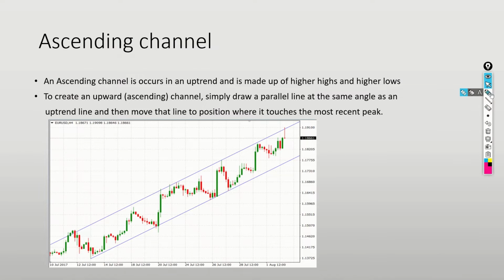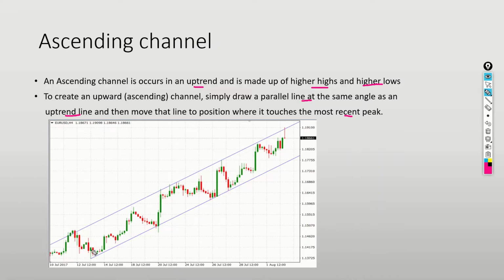So we are going to start off with the ascending channel. An ascending channel occurs in an uptrend and is made up of higher highs and higher lows. To create an upward or ascending channel, you simply draw a parallel line at the same angle as an uptrend line, and then move that line to a position where it touches the most recent peaks.